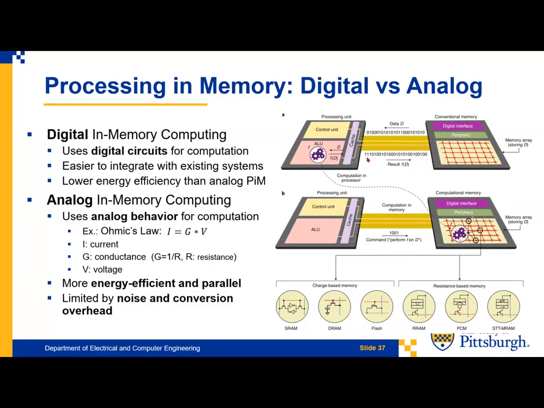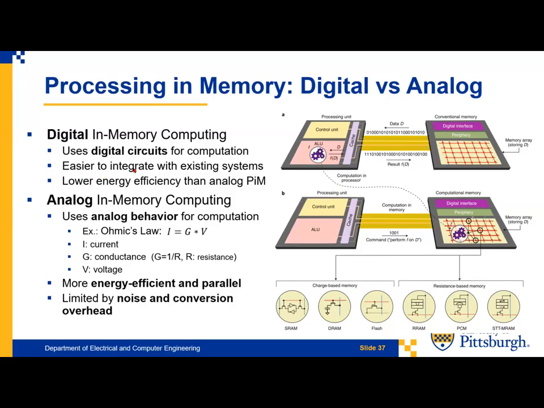The left hand side is the processing unit, and the right hand side is the conventional memory. Once you need to do the computation, you fetch the data from the memory to the processing unit, do the computing, and then write back the result to the memory. Digital in-memory computing just moves the computing logic unit to the memory side, and then we could do the computing inside the memory.